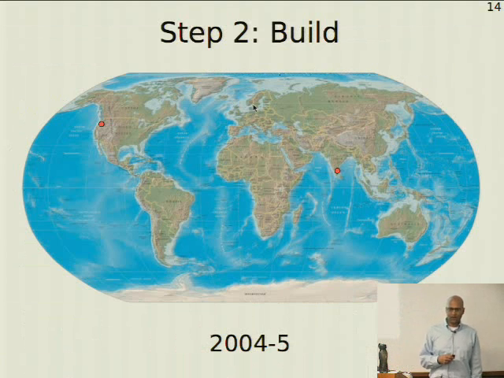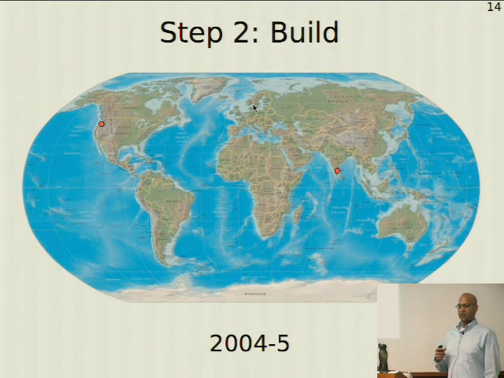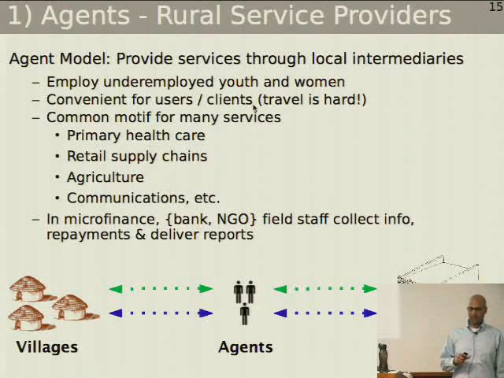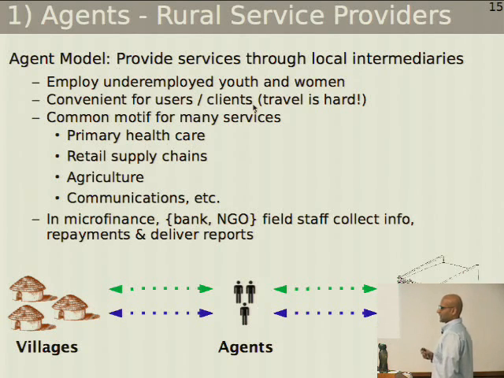So the next step, as a computer scientist, is really to build something. Our goal is to engineer a system that's going to address both the needs and the capabilities that we've observed, and how is the best way to go about doing that. So at first I'm going to talk about three elements of our design that played a role in its eventual deployability and success. So the first thing is this idea of using agents or rural service providers.